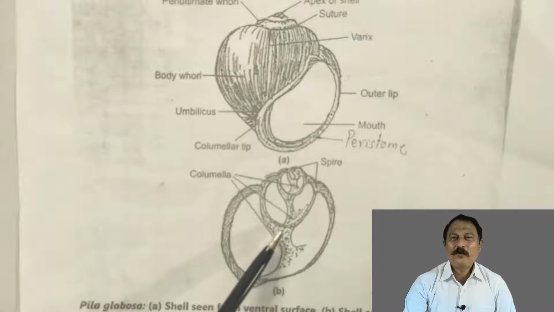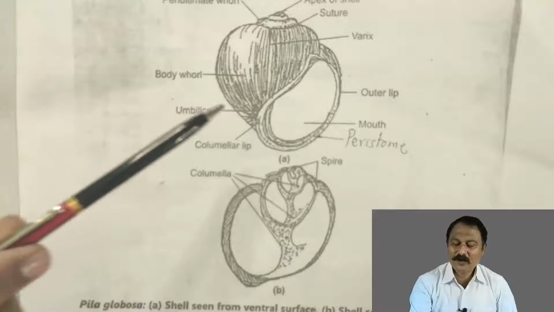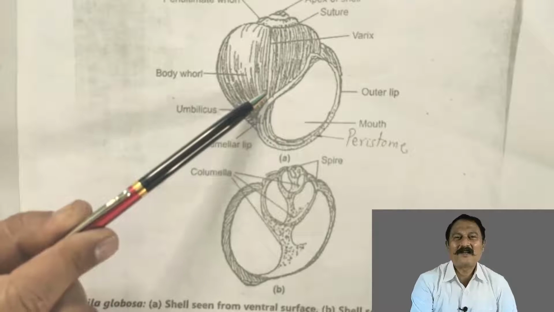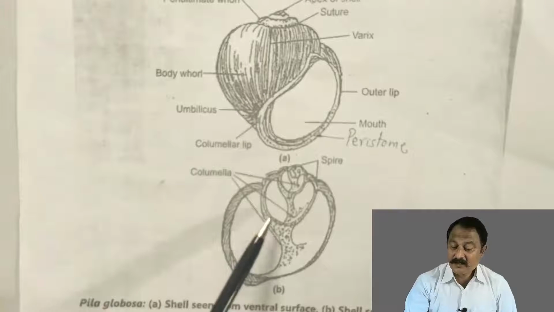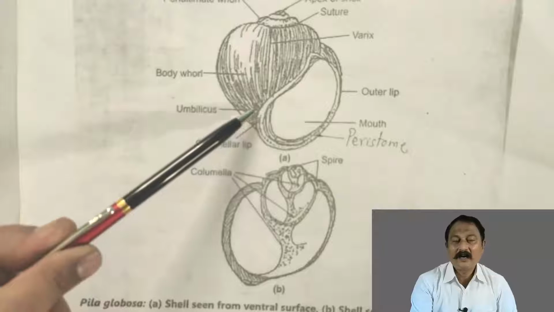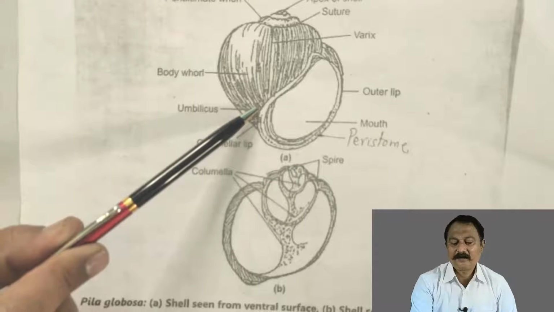Yes, this columella opens below to the exterior by a narrow opening. We call it the umbilicus or inner lip. This is the umbilicus or inner lip. Means this columella opens here, no? This part is nothing but the umbilicus or inner lip.